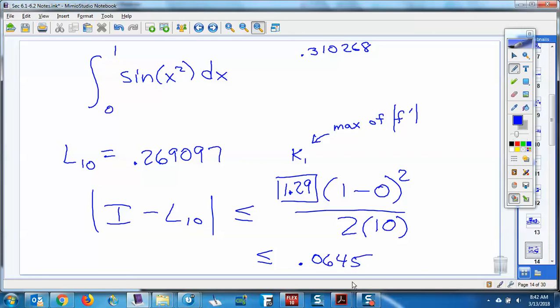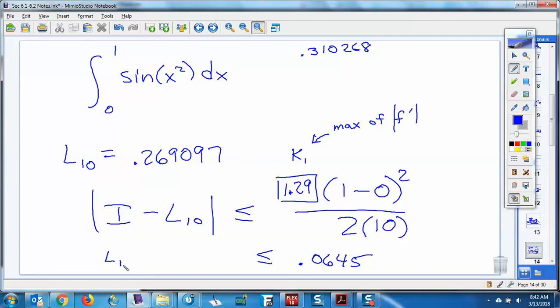0.0645. Okay, so what does that mean? That means that's the most that this is off. That's the most that this is off. Okay, now we could write a couple different things. They may say write an error bound.